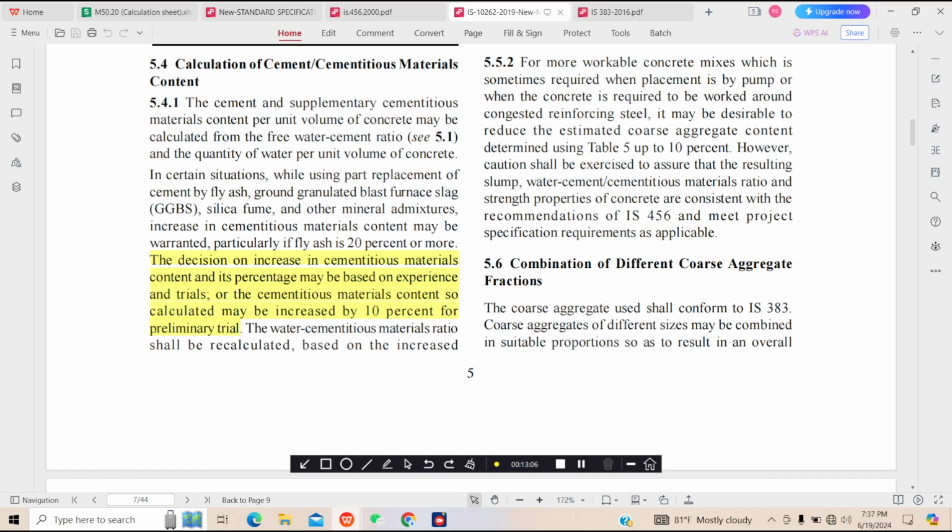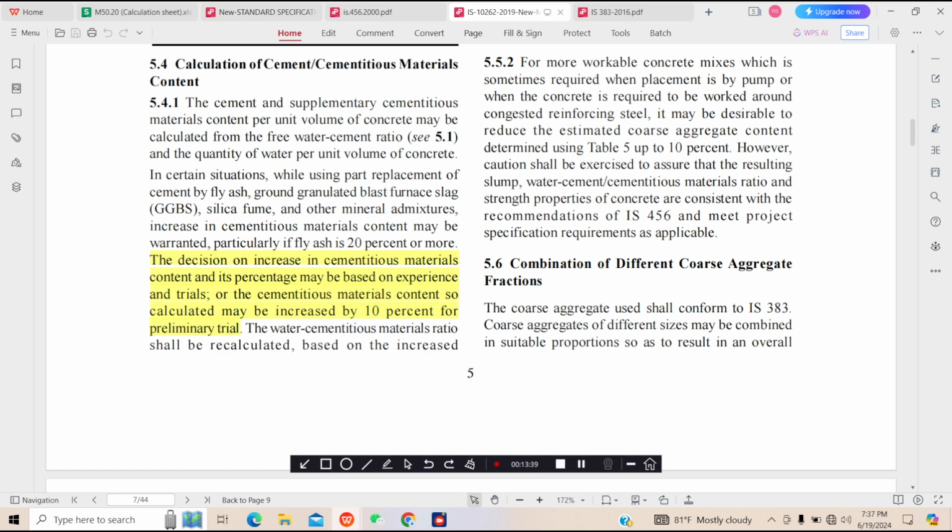Here it may be increased by 10% for the preliminary trial. And here we can also see that in certain situations, while using part replacement of cement by fly ash, GGBS, silica fume and other mineral admixtures, the increase in cementitious material content may be 20% or more also. Here the minimum is 10%. We can go above that also. This purely depends upon the trial.